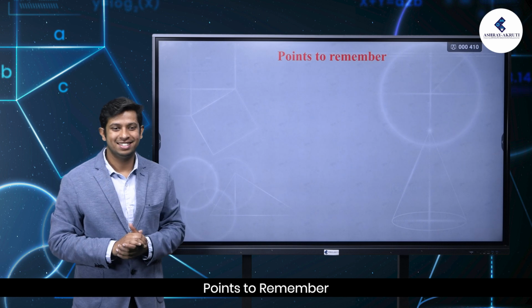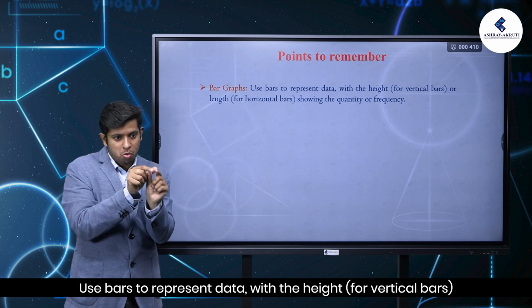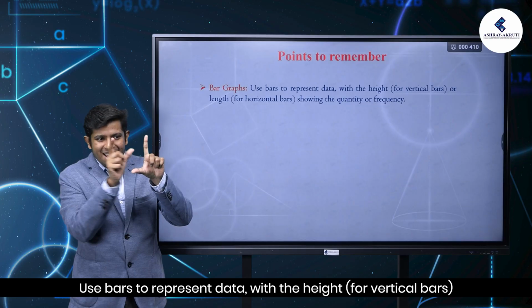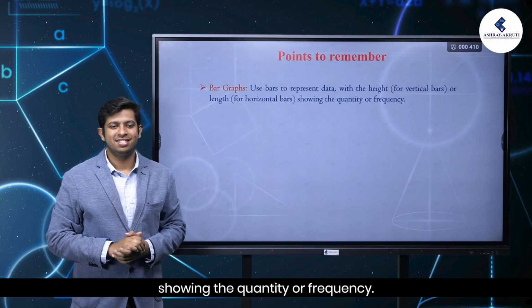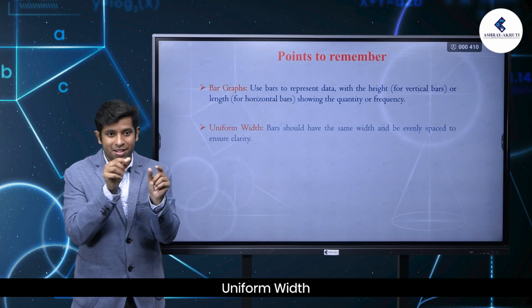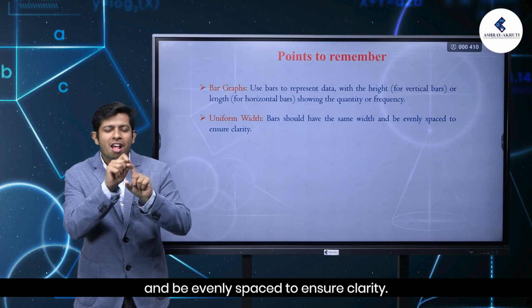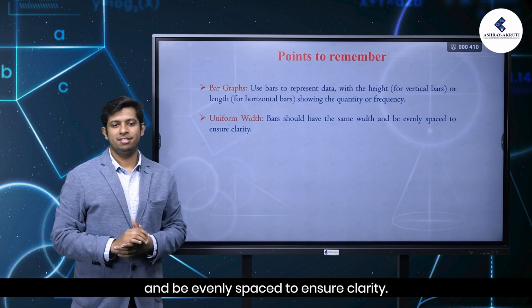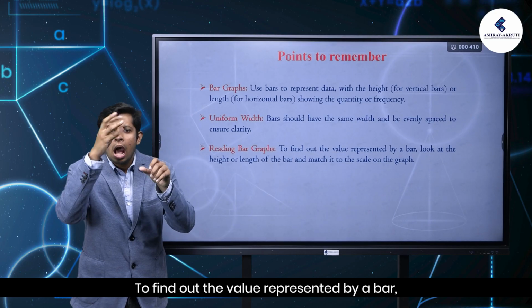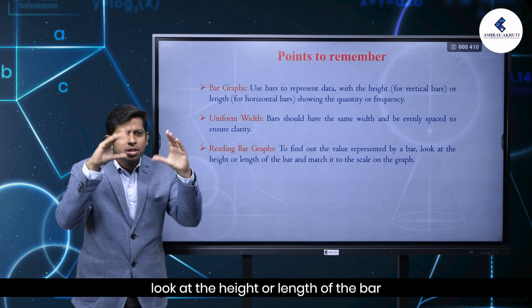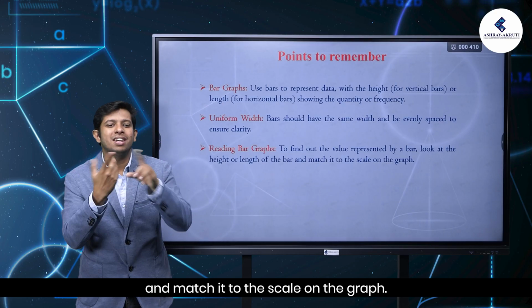Points to remember. Bar graphs use bars to represent data, with the height for vertical bars or length for horizontal bars showing the quantity or frequency. Uniform width: bars should have the same width and be evenly spaced to ensure clarity. Reading bar graphs: to find out the value represented by a bar, look at the height or length of the bar and match it to the scale on the graph.